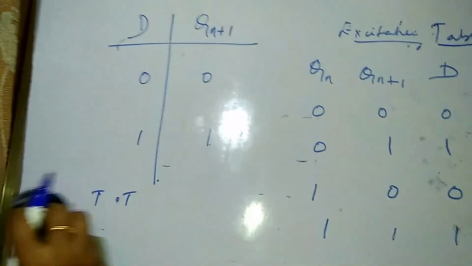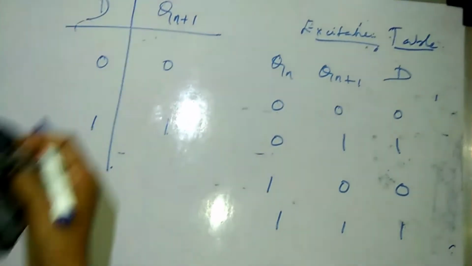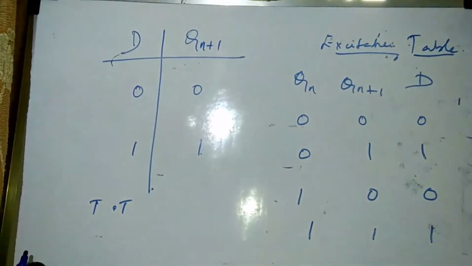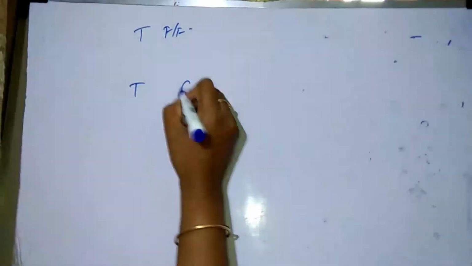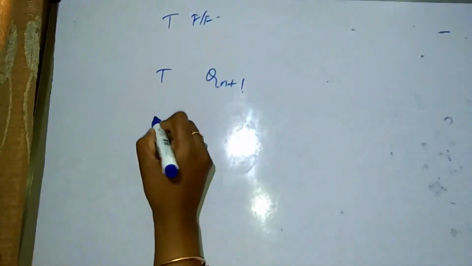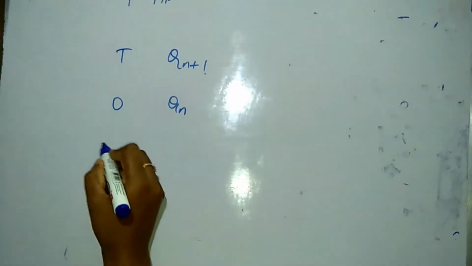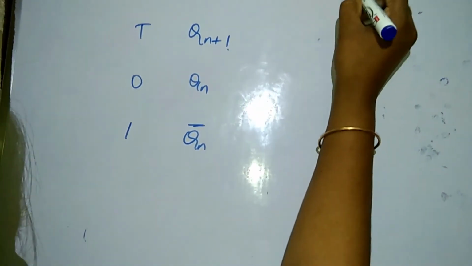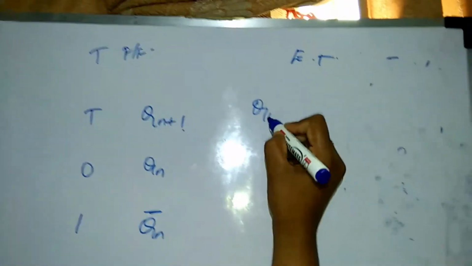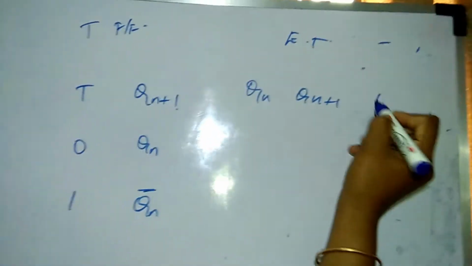So we know that in case of the D flip-flop, this is the truth table. Let us quickly run through the T flip-flop truth table and the excitation table. The truth table for the T flip-flop is, you have a T and Qn plus 1. For 0, it is Qn, and for 1, it is Qn bar. Coming to the excitation table, it is Qn, Qn plus 1 and T.